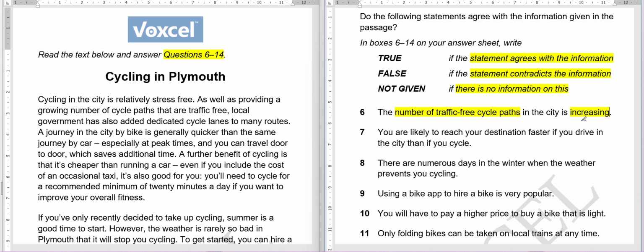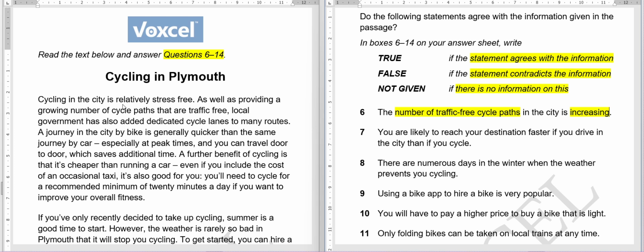So if it's the same, we will say again false. But if it is decreasing, we will say again false. So the opposite of increasing is two options, either decreasing or same, so we will say false. And the answer will be not given when we don't know what is happening to the number of cycle paths, whether the number is increasing, decreasing, or the same. If we don't know anything like that, we will say the answer to this is not given.